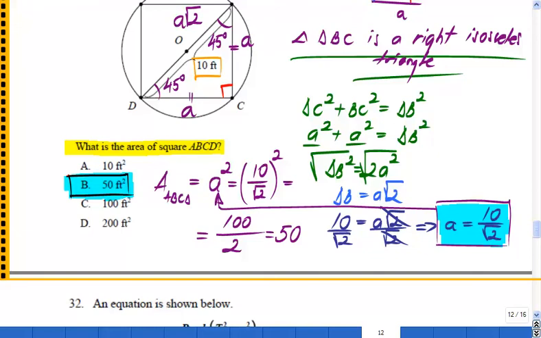Okay, similar problems, same approach. Remember, for a square with the side A, its diagonal will always be A square root 2. And these angles here are always going to be equal to 45 because that's an isosceles right triangle.